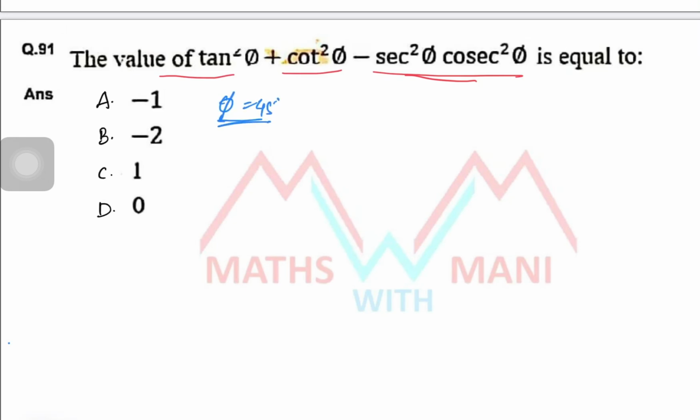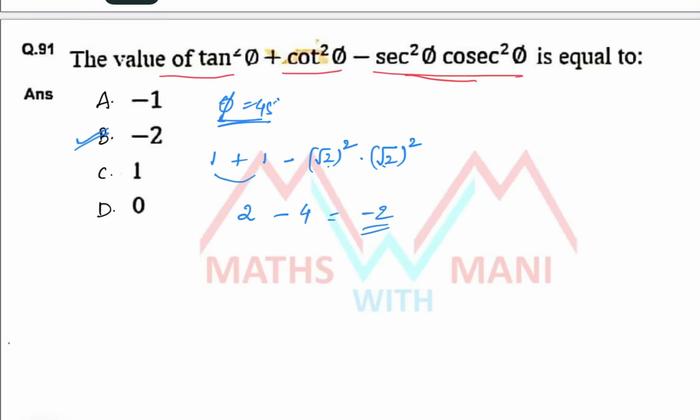What is the value of tan 45? 1. 1 square is 1. Cot 45, 1. 1 square is also 1. Minus secant 45 is root 2 whole square, into cosecant 45 is also root 2 whole square. 1 plus 1, 2. Minus 2 into 2, 4. What is the value of 2 minus 4? Minus 2. That is, second option is the correct answer. Okay, that's it.